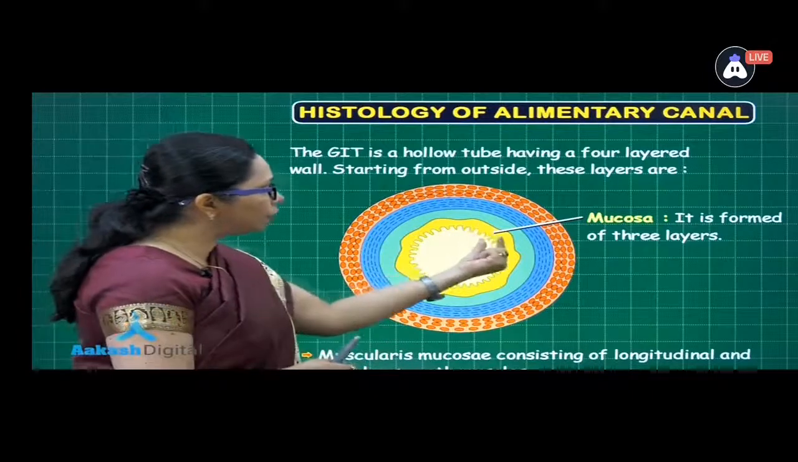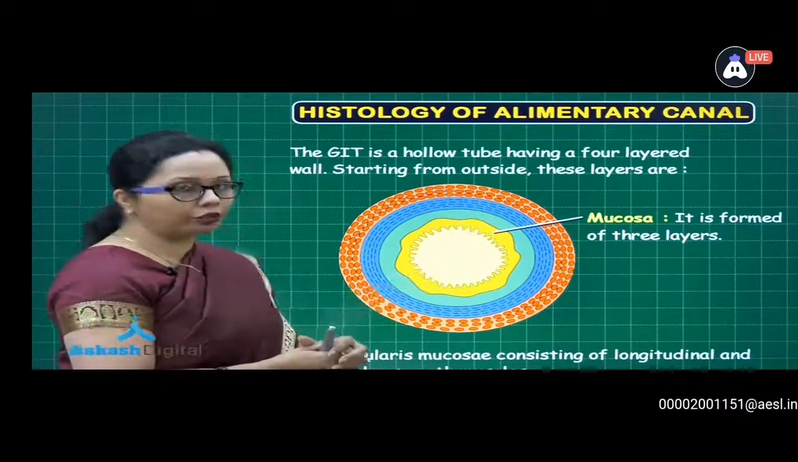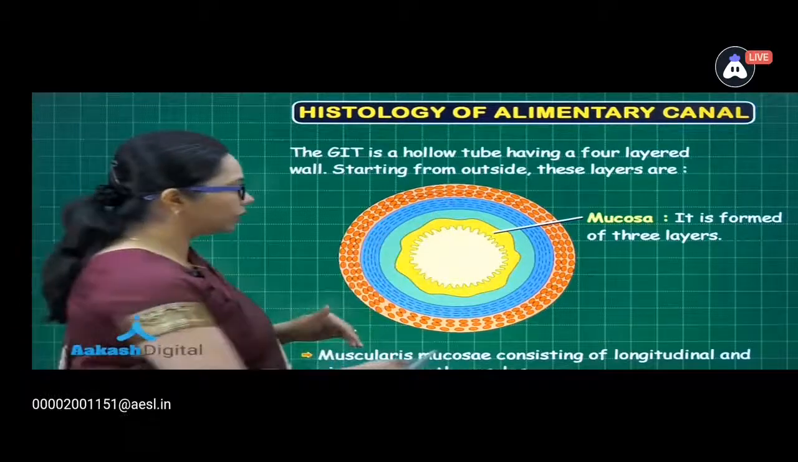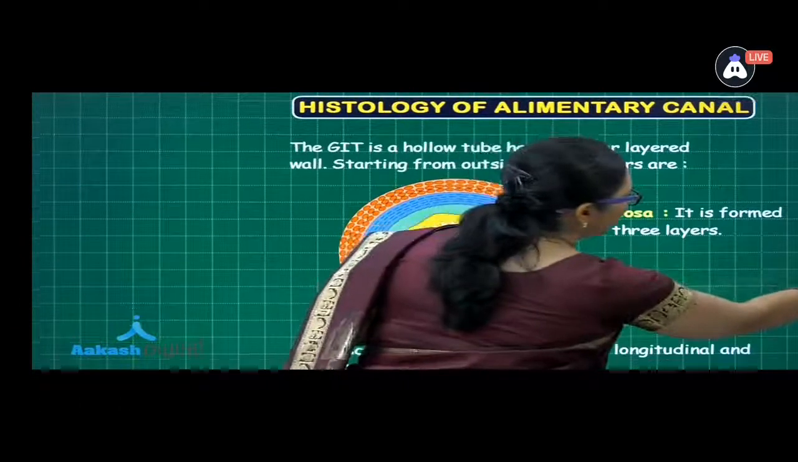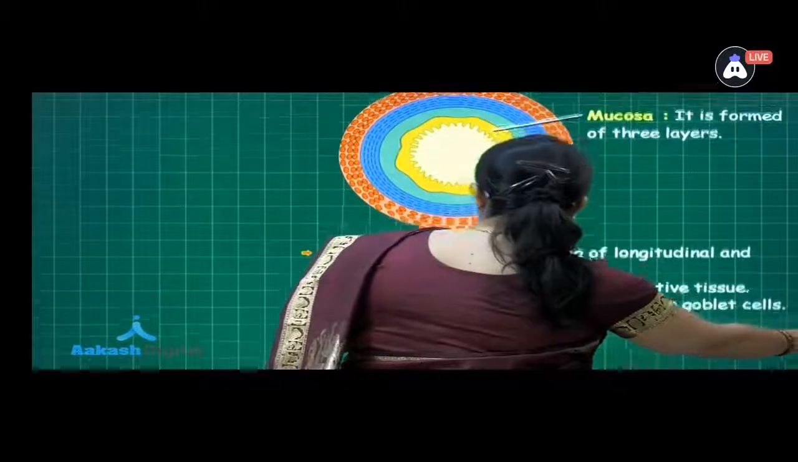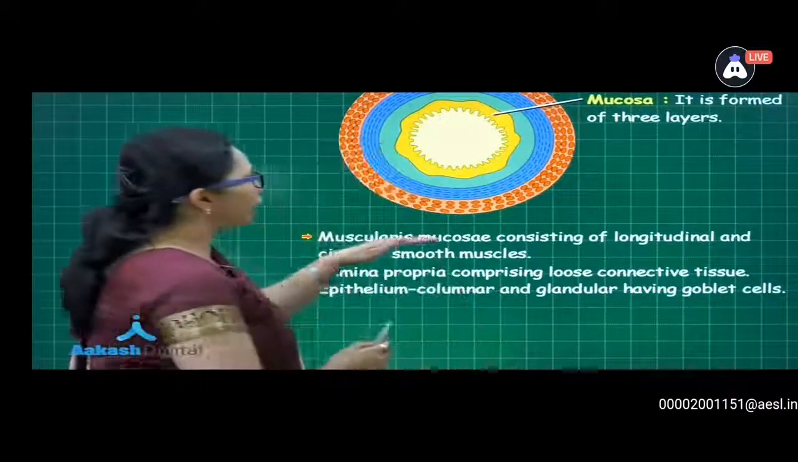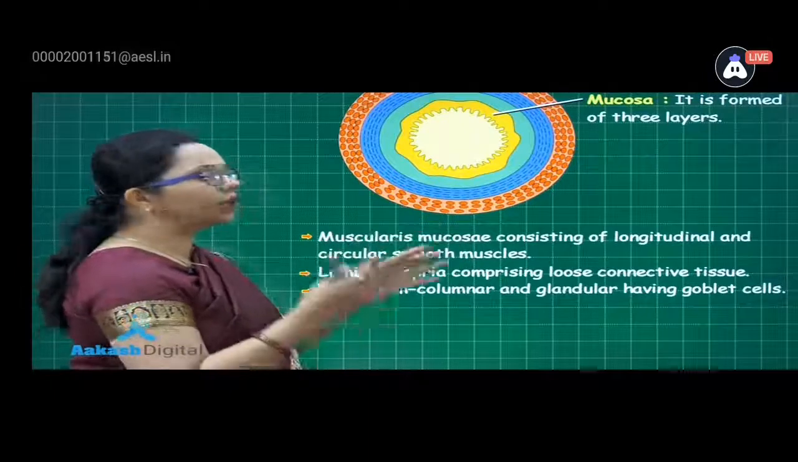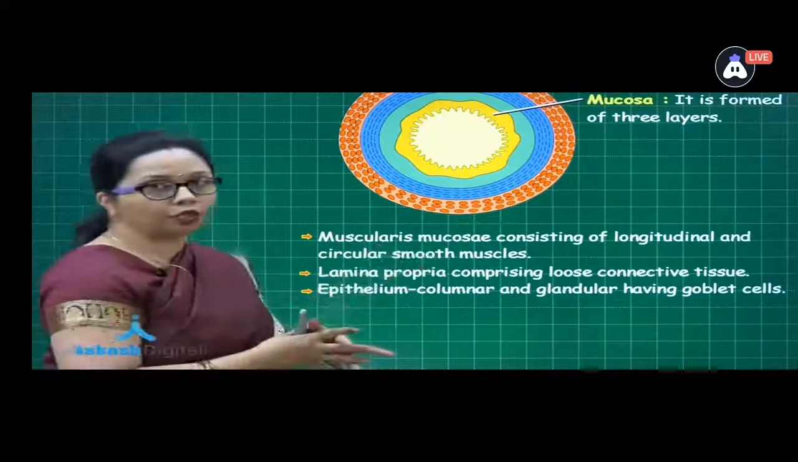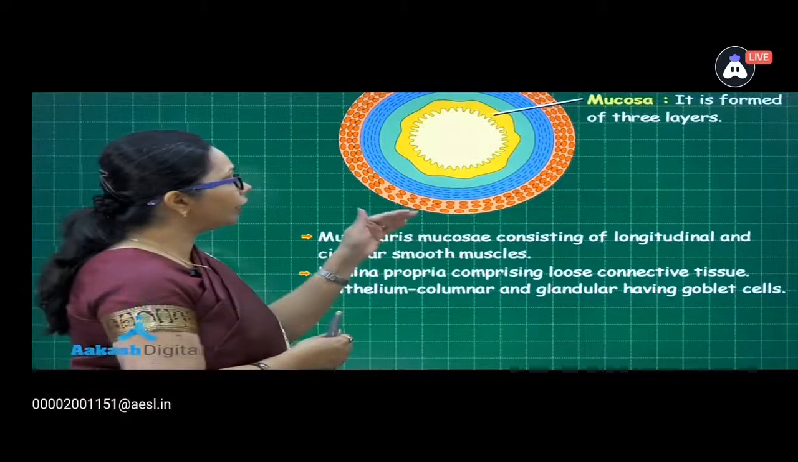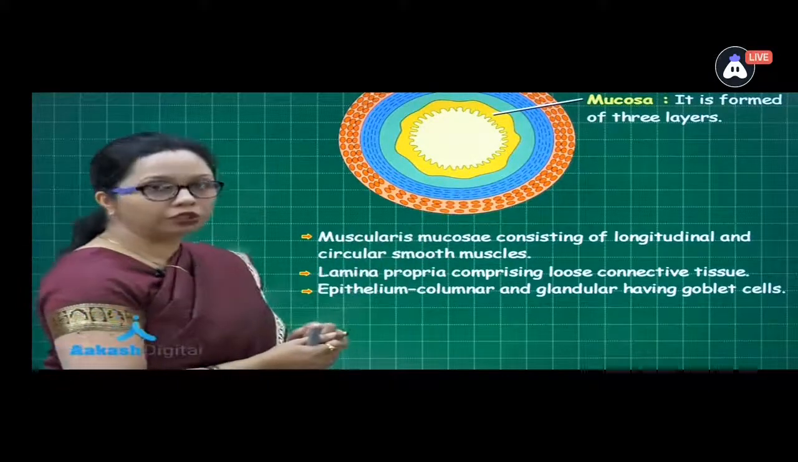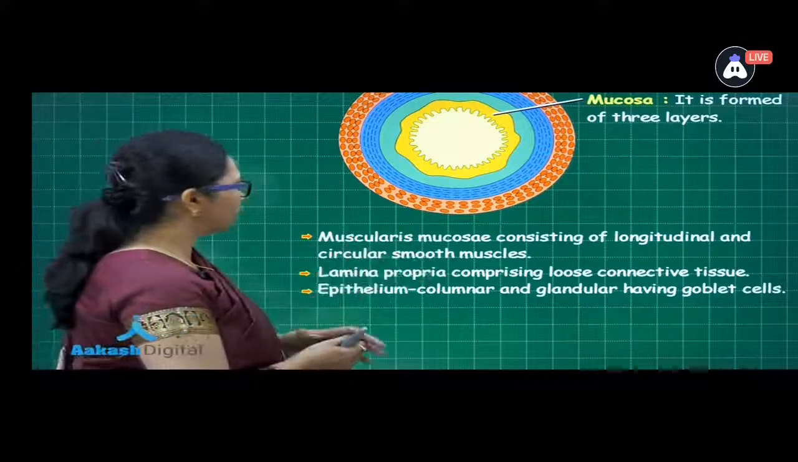And this mucosa, if we further see it microscopically, we will find that it is subdivided into 3 layers. Starting from the submucosal end, one is the muscularis mucosae or muscularis interna, which again has longitudinal and circular smooth muscles. However, this layer would be much thinner in comparison to the muscular coat or the muscularis externa.